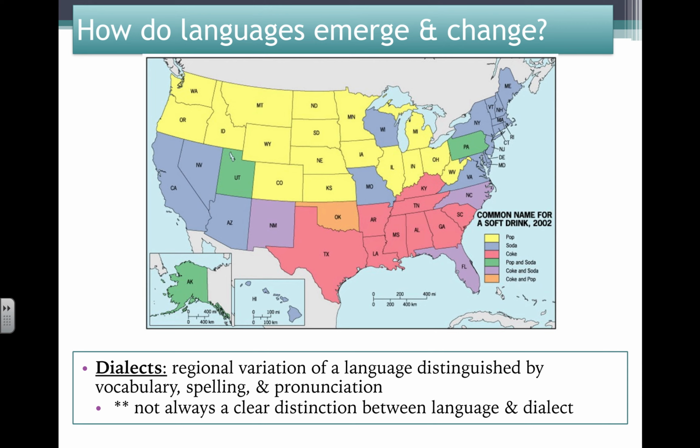So dialects are there, but there isn't always a clear distinction between what a language is and what a dialect is, in the sense that sometimes the degree of the differences can be so drastic that some people feel like they're speaking a different language.